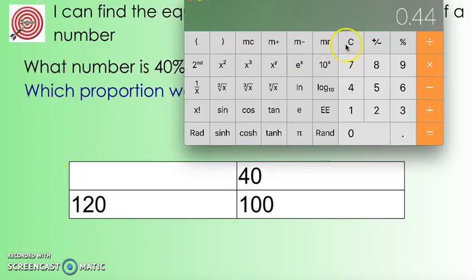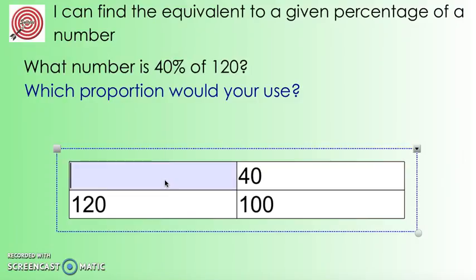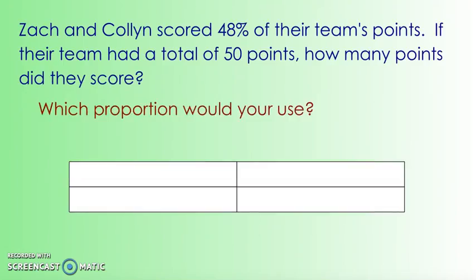So let's take 40 times 120 and divide it by 100, and we get an answer of 48. And that's my missing number. That's my missing part. How about the next one? It says Zach and Colin scored 48% of their team's points. If their team had a total of 50 points, how many points did they score?